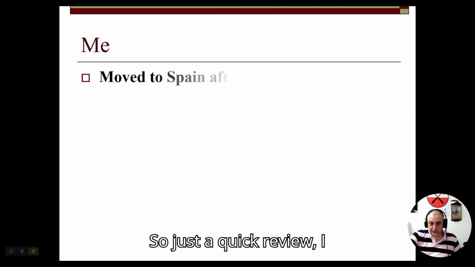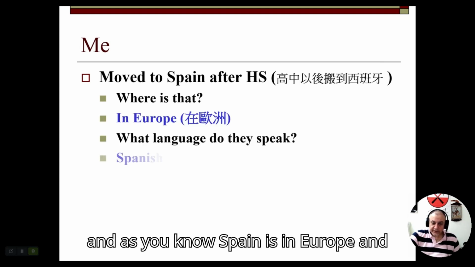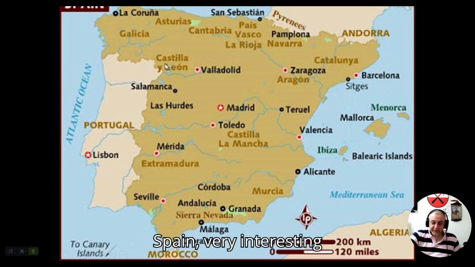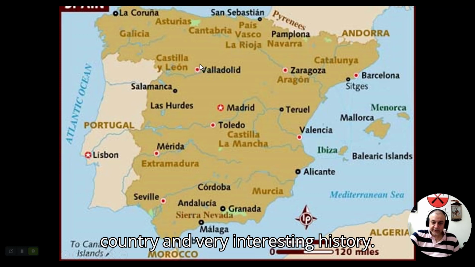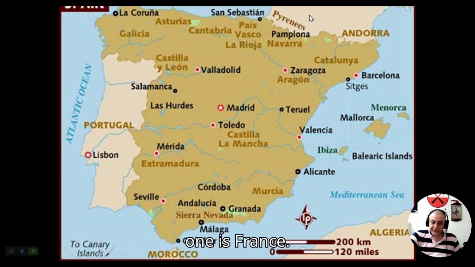So just a quick review, I moved to Spain after high school, and as you know, Spain is in Europe and they speak Spanish, and this is a map of Spain. Very interesting country and very interesting history. It has two neighbors, one is Portugal and one is France.